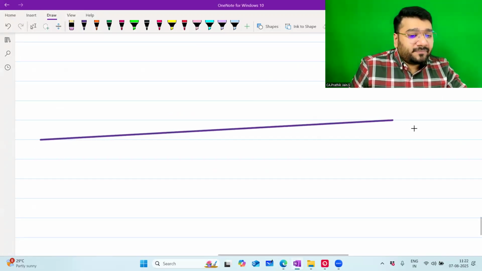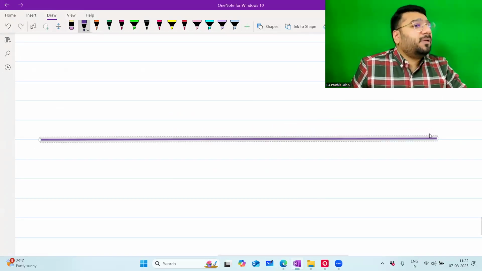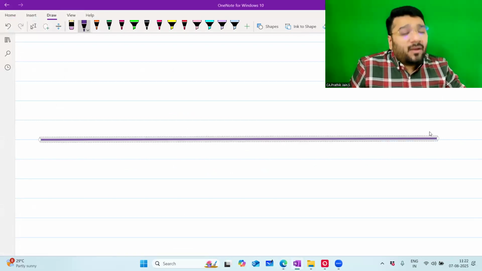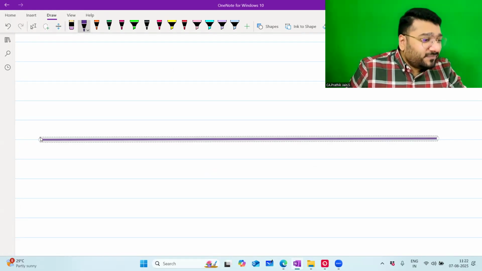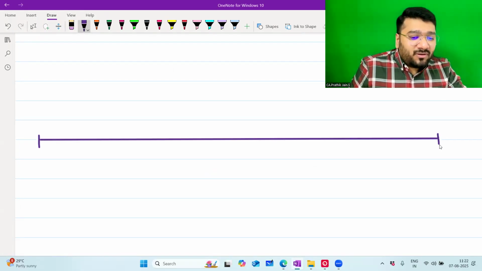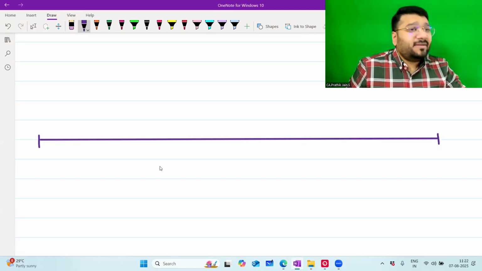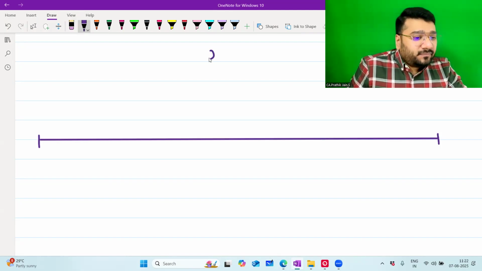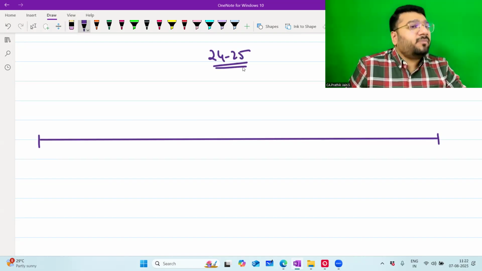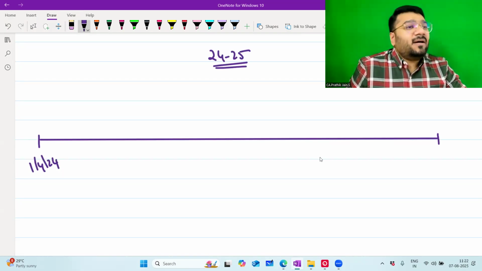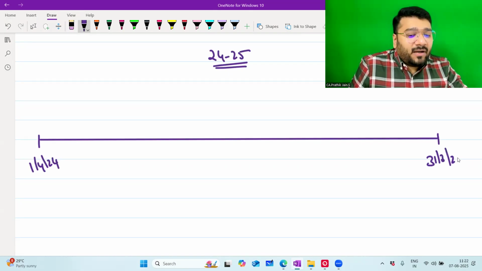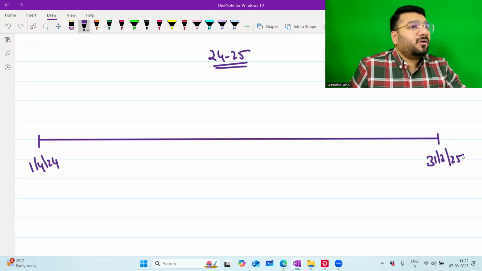Let me draw a timeline. In this chapter, if you want to comfortably score, you cannot score it without drawing the diagram. So you have to be a pro artist like me. Like how I do the diagram, all of you have to do the diagram. Timeline is which financial year? 24-25. Please do it along with me. Year begins with 1/4/24. Year ends with 31/3/25.